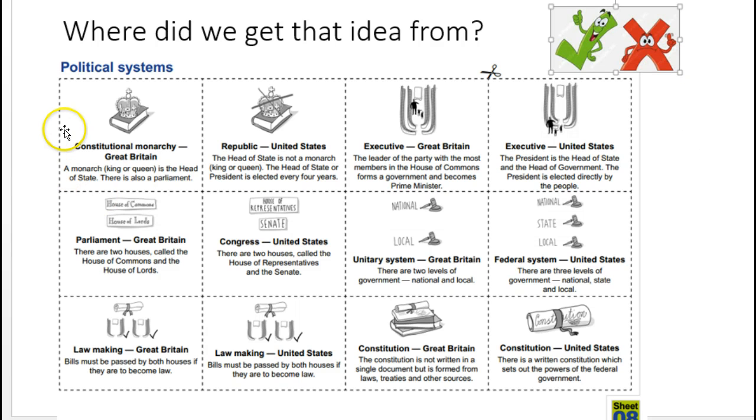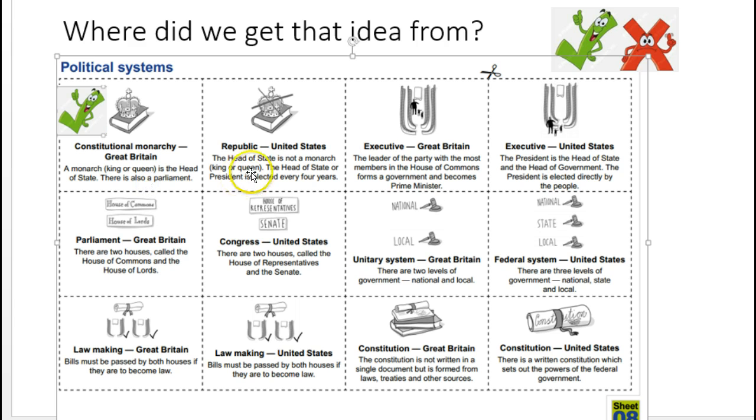Okay, so let's start at this first one. Let's see if Australia got the idea for its government from Great Britain. Let's read this one together. It says, a monarch, a king or a queen is the head of state, and there is also a parliament. So yes, Australia has a monarch as the head of state, which is, of course, the Queen. And we have a parliament here in Australia.